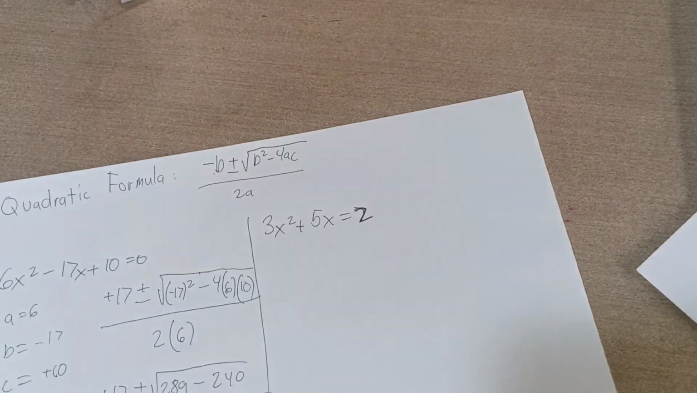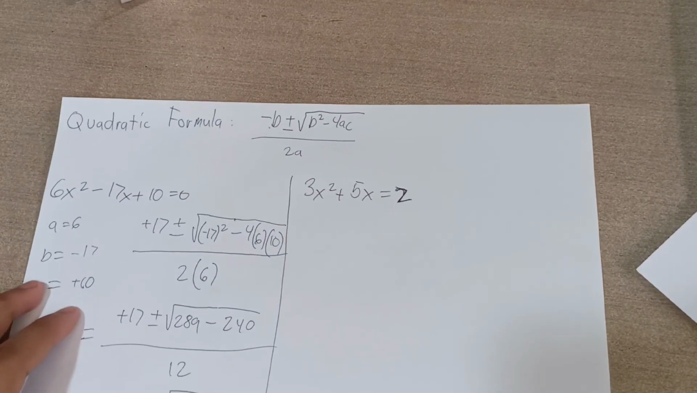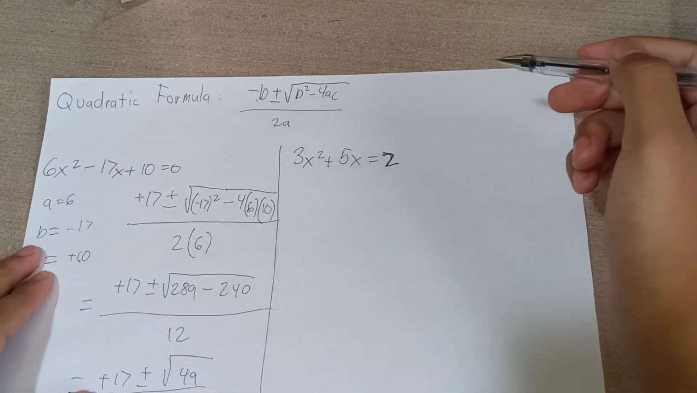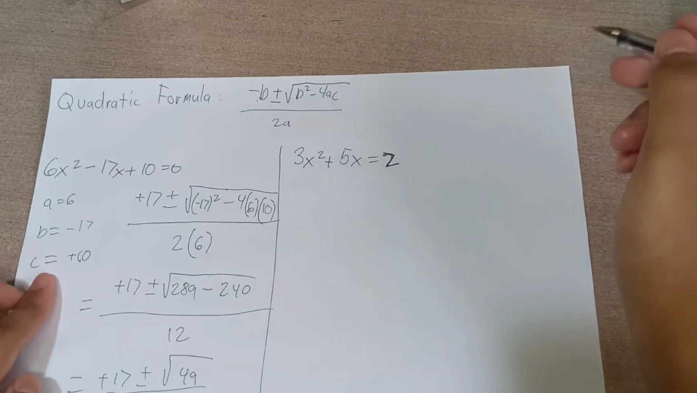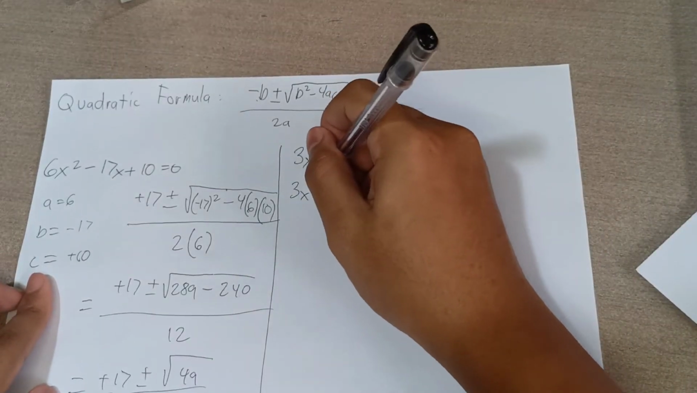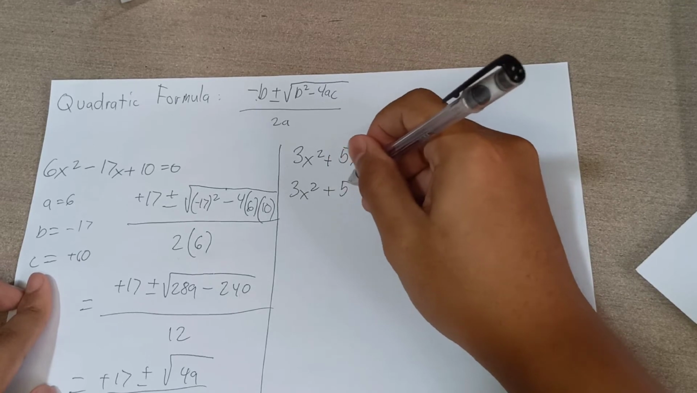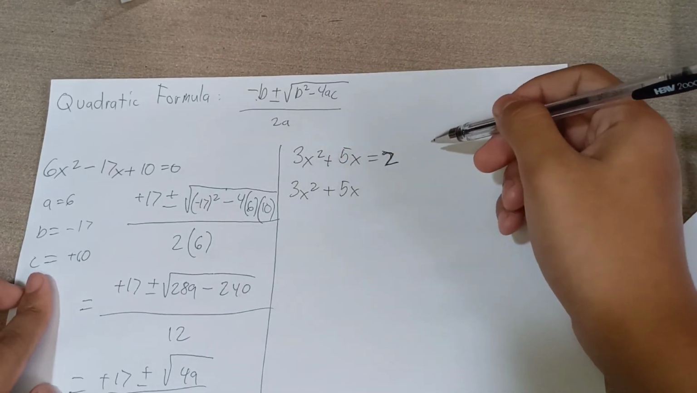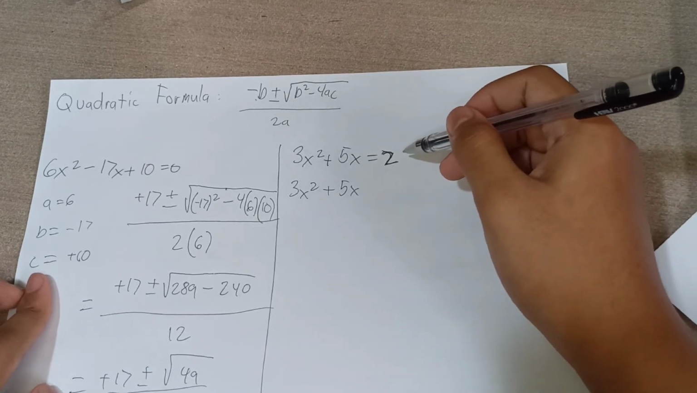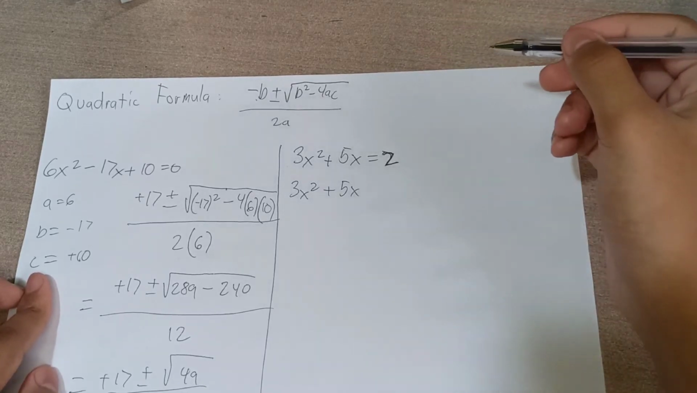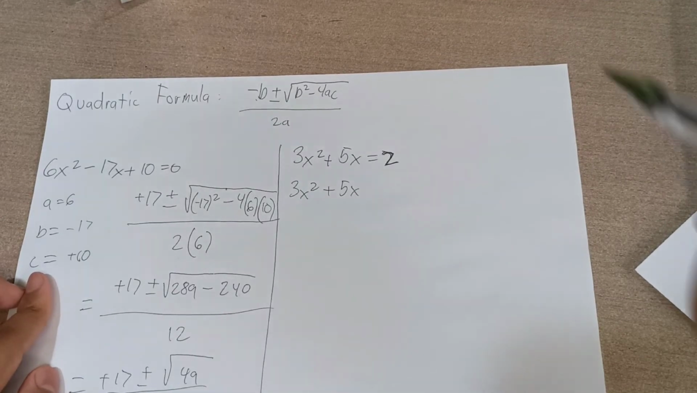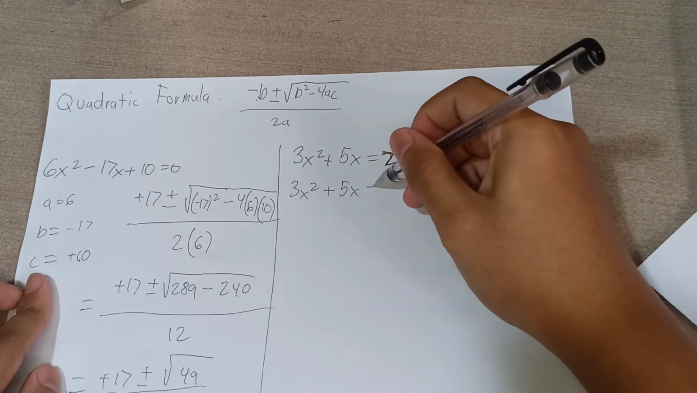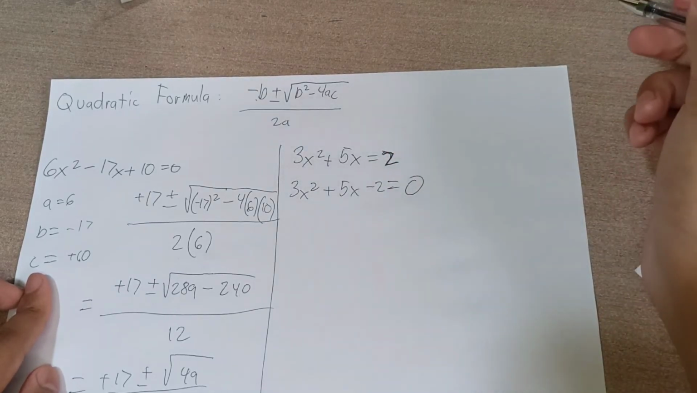Now let's proceed to the second equation. We will first convert this into the proper form of a quadratic equation. 3x squared plus 5x, 2 is our c. It is the constant. So we will move it to the left so it will be a proper form of quadratic equation. So we will subtract 2 from both sides. Negative 2 equals 0.